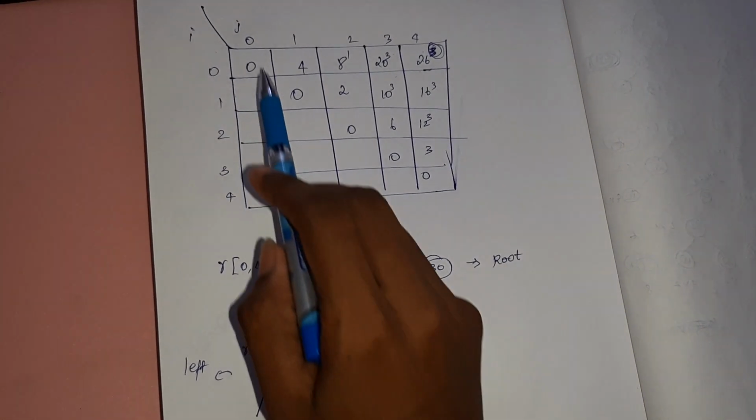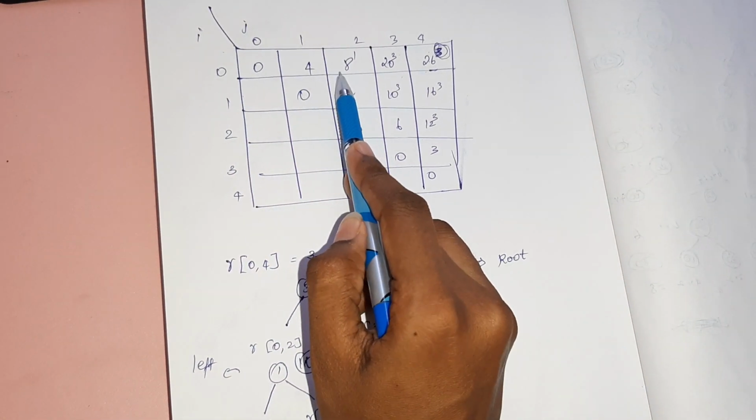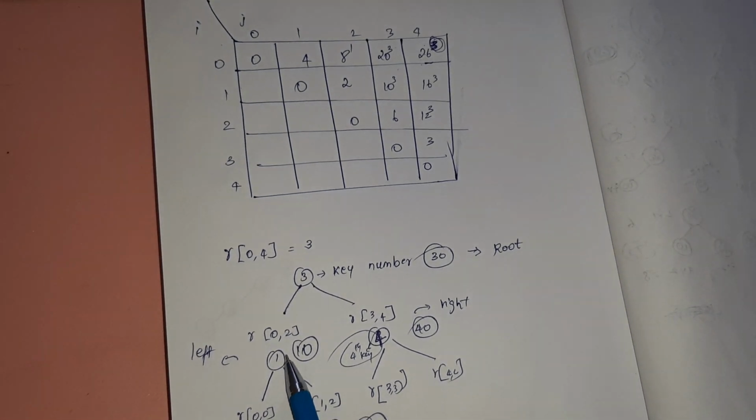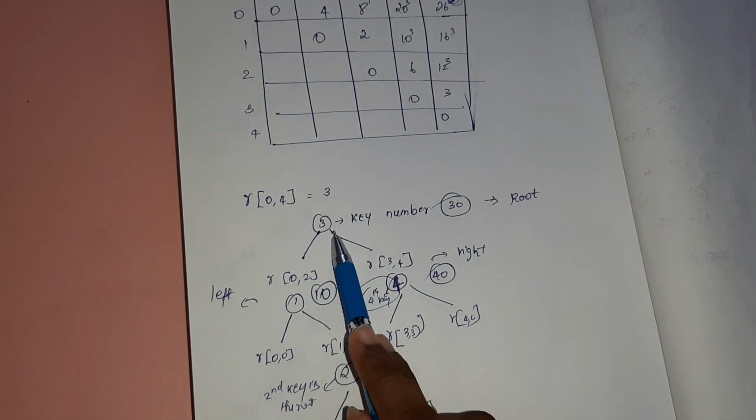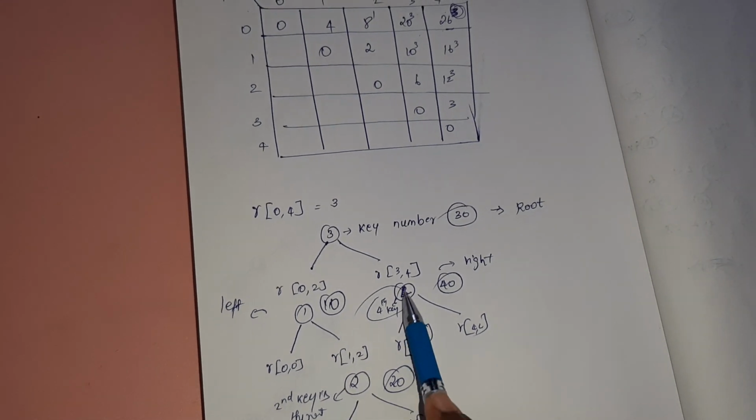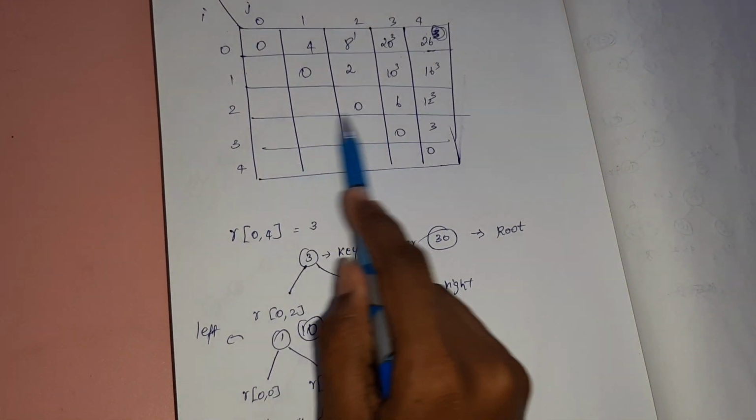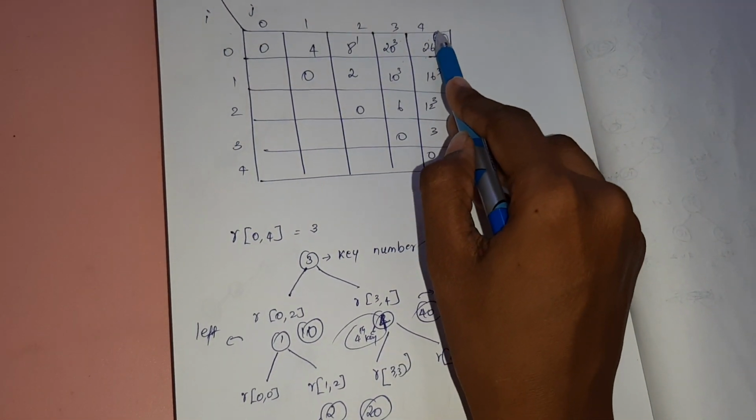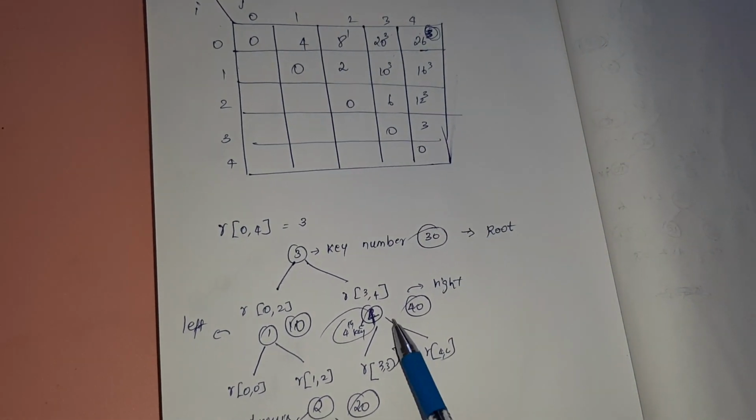What will be the 0 to 2 value? The 0 to 2 value is 8, but you should not consider the value, only the key value. So I am keeping here 1. Next, 1, like 3, how we are writing 0 2 3 4, like that you should write here 0 0 1 2. Then for 3, 4, we are getting 3. According to that table we can take it easily, that is nothing but the 4.